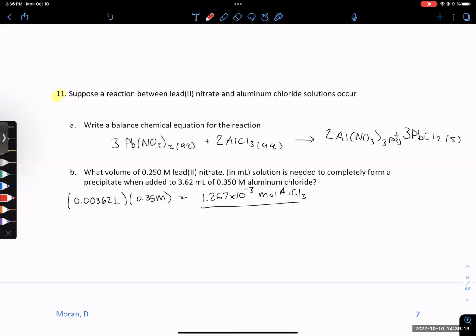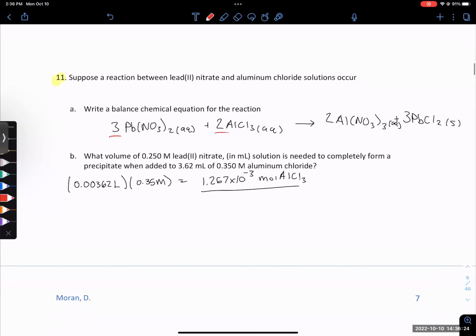Right, and from this, I'm going to use a different color because now we're doing something different. We're going to use our mole to mole ratio. So we see for every 2 moles of AlCl3, aluminum chloride, there's 3 moles of lead(II) nitrate that reacts. And from there we get 1.9005 times 10 to the negative 3 moles of Pb(NO3)2.